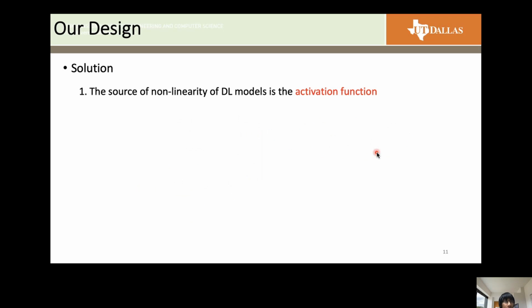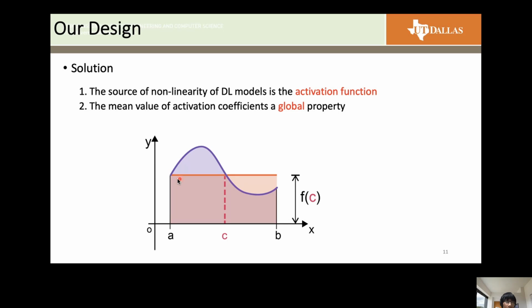Our intuition is the mean value of the identification coefficients is a global property. We can use that to represent a distribution of data. As shown in this figure, we can use the mean value of f(x) to represent the different value distributions of f(x) from A to B. Then the problem is how to calculate the mean value of identification coefficients.